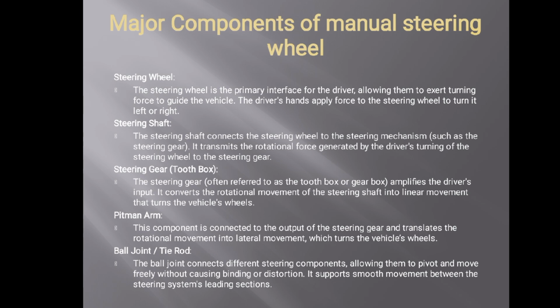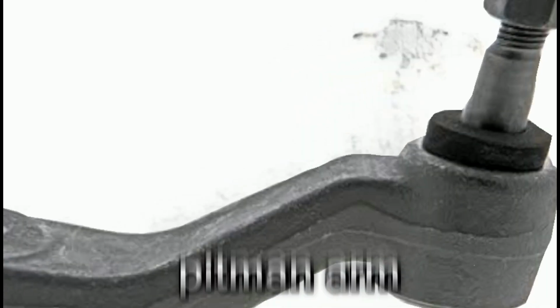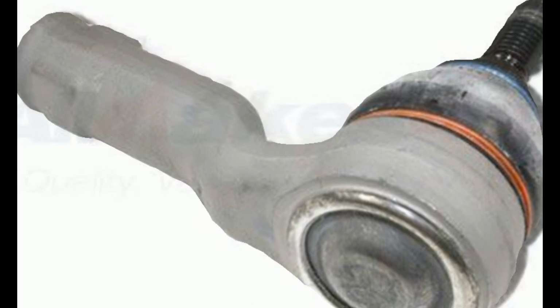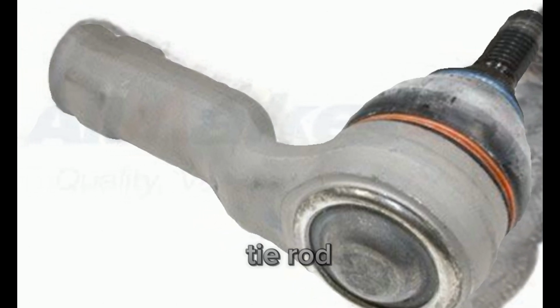The next component of the manual steering system is the pitman arm. The pitman arm is connected to the output of the steering gear, and it translates the rotational movement into lateral movement, which turns the vehicle's wheels as well. The last component is the ball joint, or we can say the tie rod.